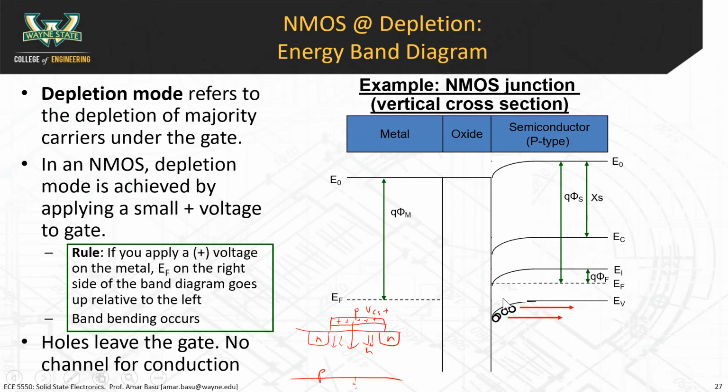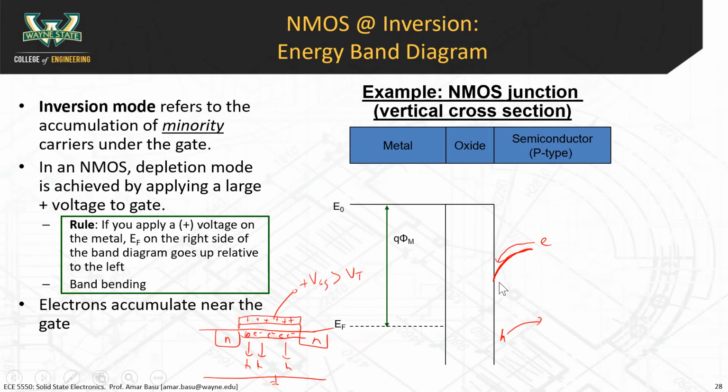It's very similar to an intrinsic material. Another big hint that you can see there is the intrinsic level. You see how EF is very close to EI here. When your EF is equal to EI, that means you have an intrinsic material. All right, compare that to the inversion mode.